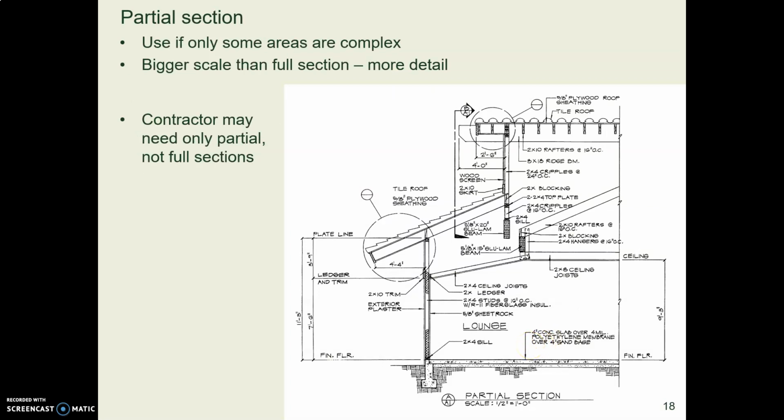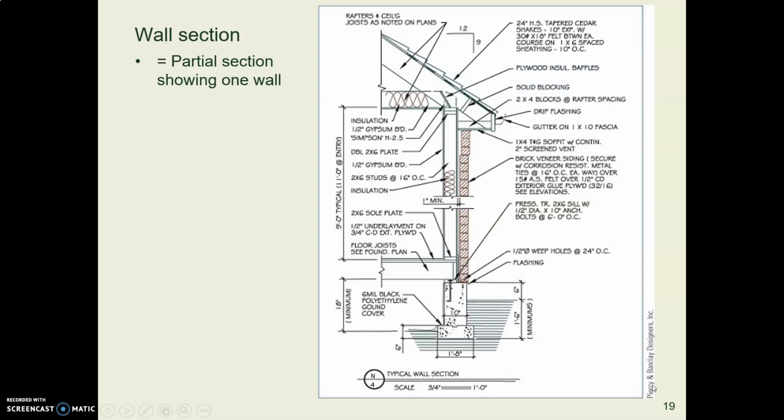Now, it might be that you don't really need to cut a section through your entire building. It might be you just need to show one end because that's where some unusual stuff is happening, or that's where you need to explain something. So a partial section shows just part of the building, and it can be at a bigger scale so you can show things more easily. A wall section shows just one wall, as the name would imply.